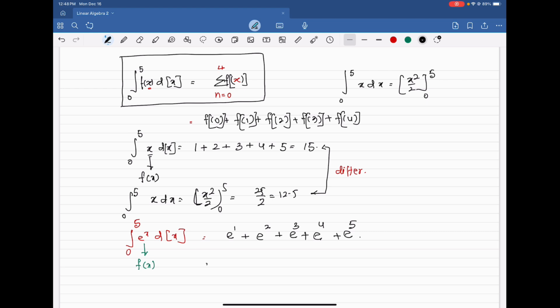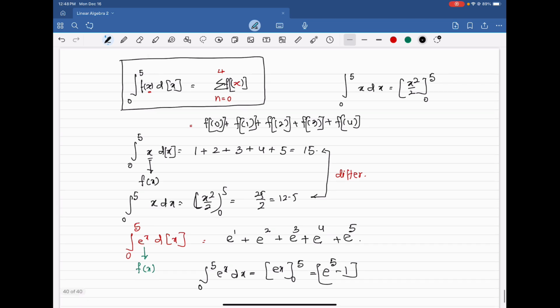Similarly, if it is a continuous function, the integral from 0 to 5 of e to the power of x dx is equal to e to the power of x from 0 to 5, that will be e to the power of 5 minus 1. Whereas if we use the smallest integer function, the value is like this.